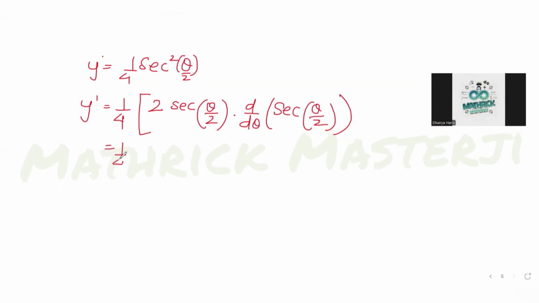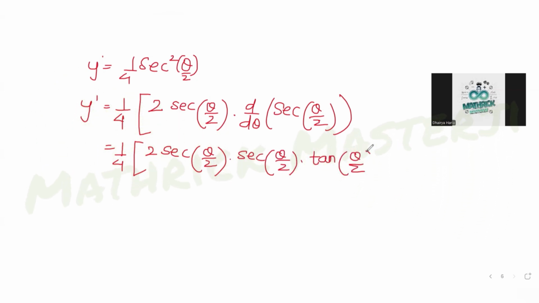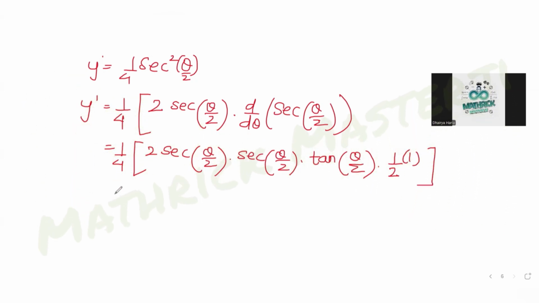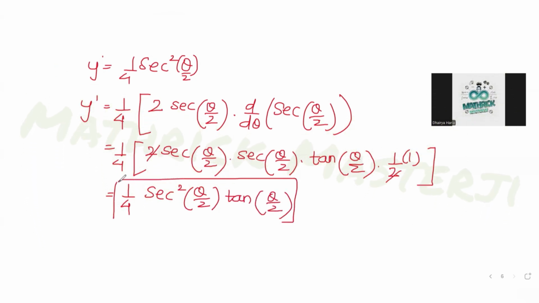Finding the derivative of sec theta over 2, I'll again assume that theta over 2 is nothing but x. So derivative of sec x is sec x tan x. So sec theta over 2 and tan theta over 2. And since I've assumed theta over 2 as x, I have to find the derivative of that. So 1 over 2 is common and the derivative of theta is just 1. So we get this entire thing. 2 and 2 cancel again. So 1 over 4 sec squared theta over 2 tan theta over 2. So that's my entire expression for y dash.